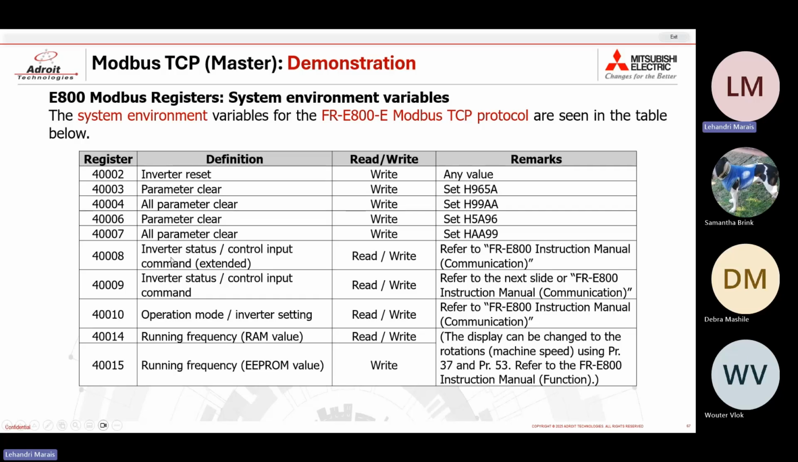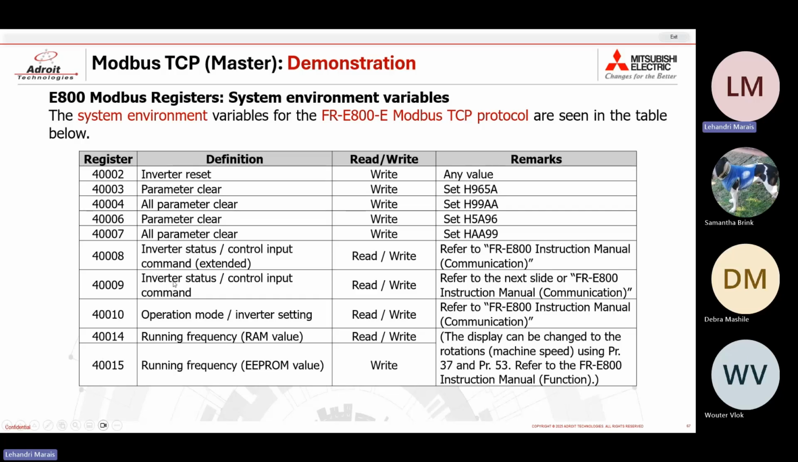So these are your Modbus registers for the E800 Ethernet VSD. So this is the EPB specifically. And this is what you'll use to monitor and control your VSD via Modbus TCP.